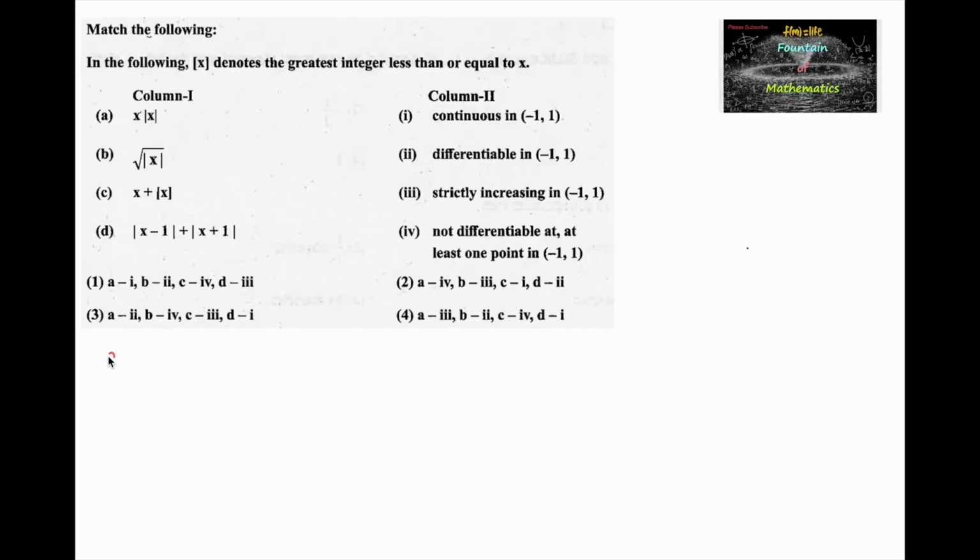Let us consider the first one. Say f of x is equal to x into mod x. So we can write when x is positive, mod x can be taken as x, and when x is negative, mod x can be taken as minus x. So here we can write x into x, that is x square, whenever x is greater than or equals to 0, and x into mod x will be negative x square when x is less than 0.